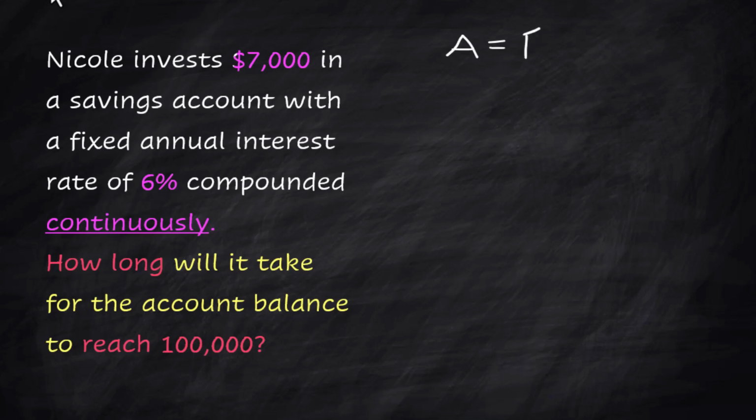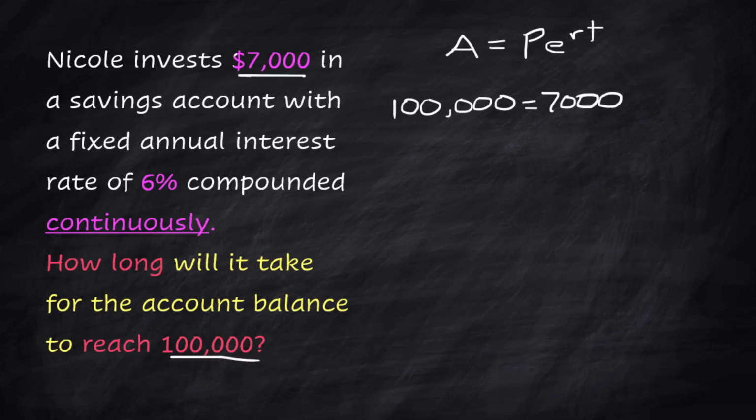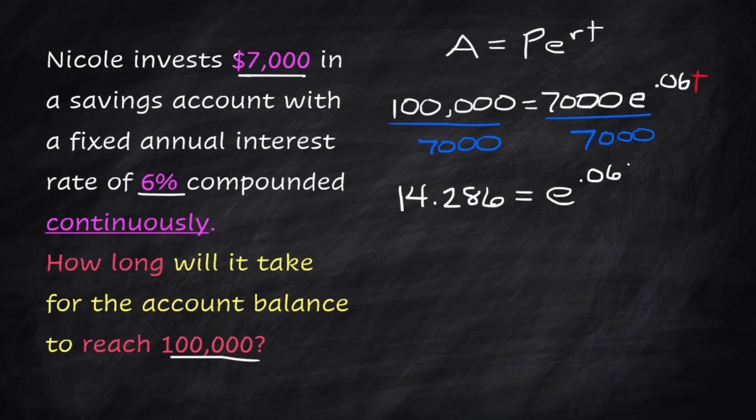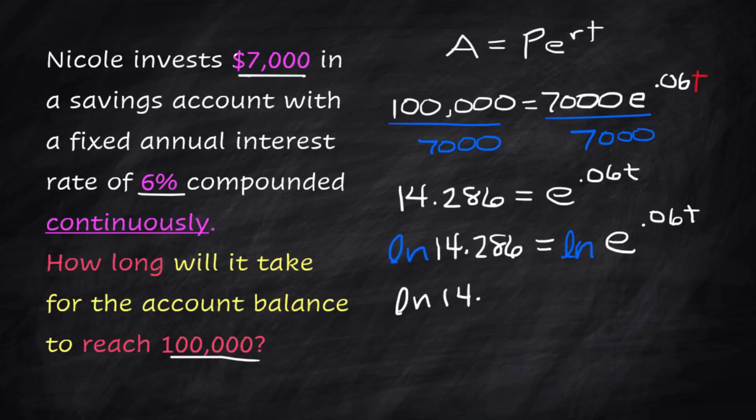So the formula we're using is amount equals principal times e raised to the rt. Our amount that we want to have is $100,000 again. Principal is $7,000, and e is being raised to the 0.06t, and we're going to solve this the same way, using natural logs so that we can bring those exponents down. So the natural log of 14.286 equals 0.06t times the natural log of e.